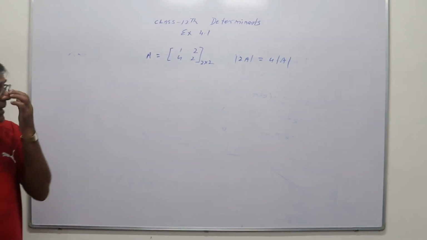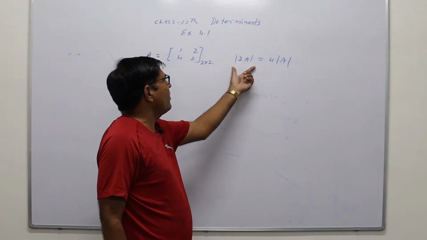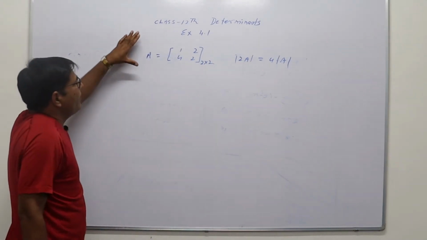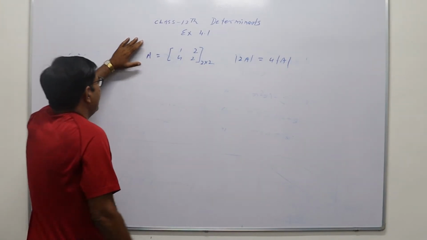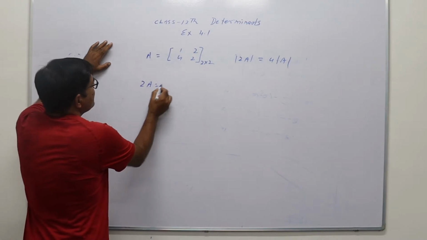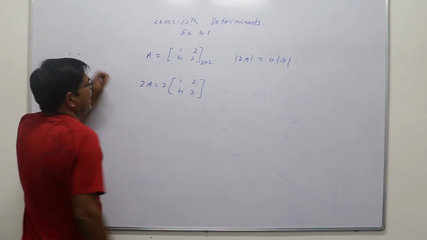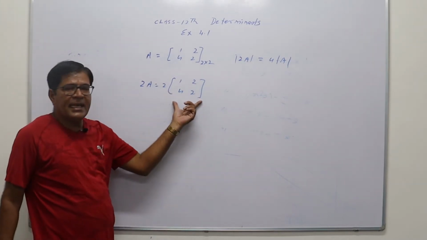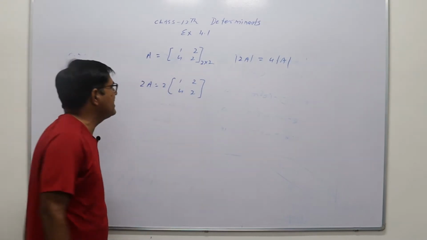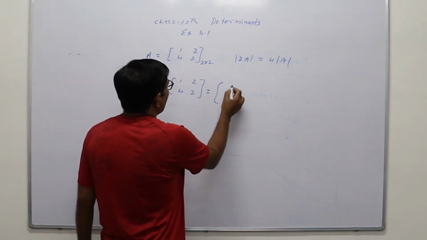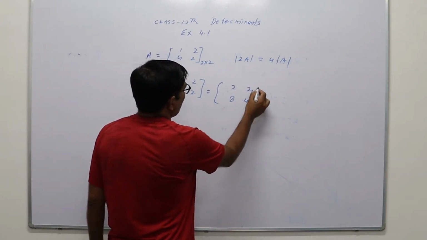So by the given conditions, we have to find 2A. First, we will find the scalar multiplication of the given matrix. So 2A means 2 into the given square matrix 1, 2, 4, 2. If any scalar is multiplied with a square matrix, then this scalar will be multiplied with each element. So it will be equal to 2, 4, 8 and 4.